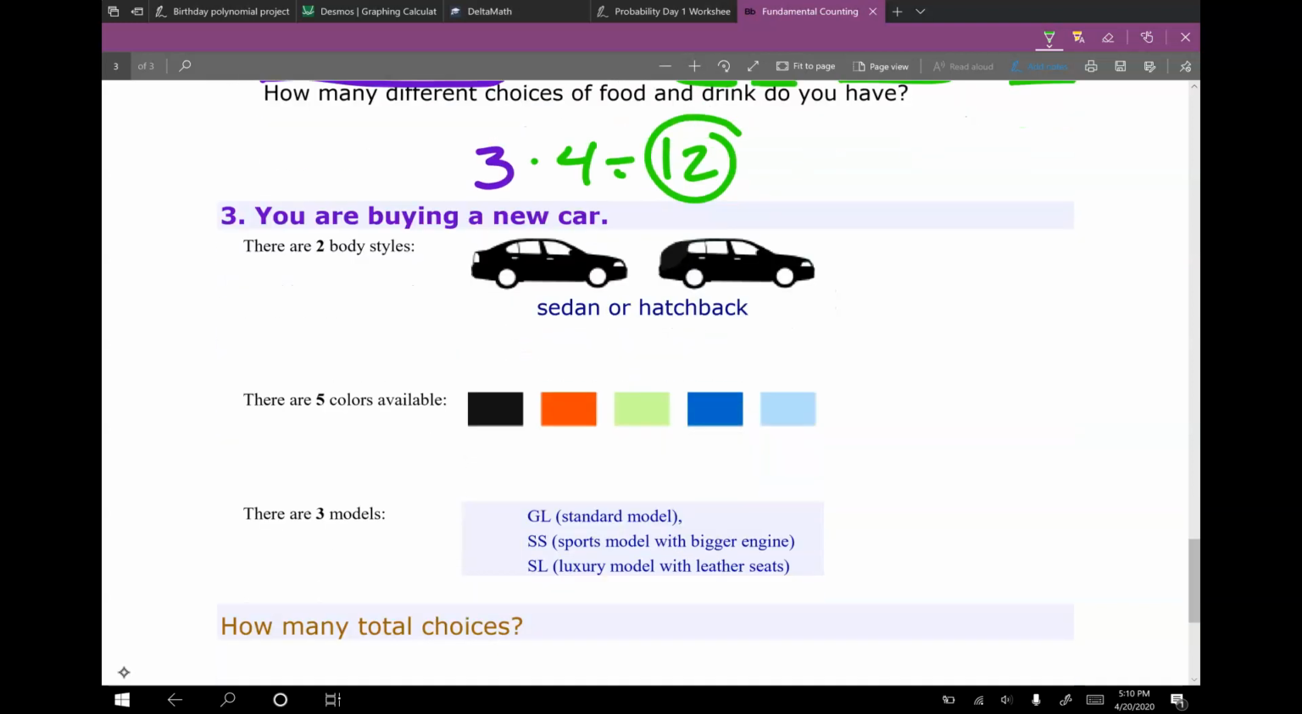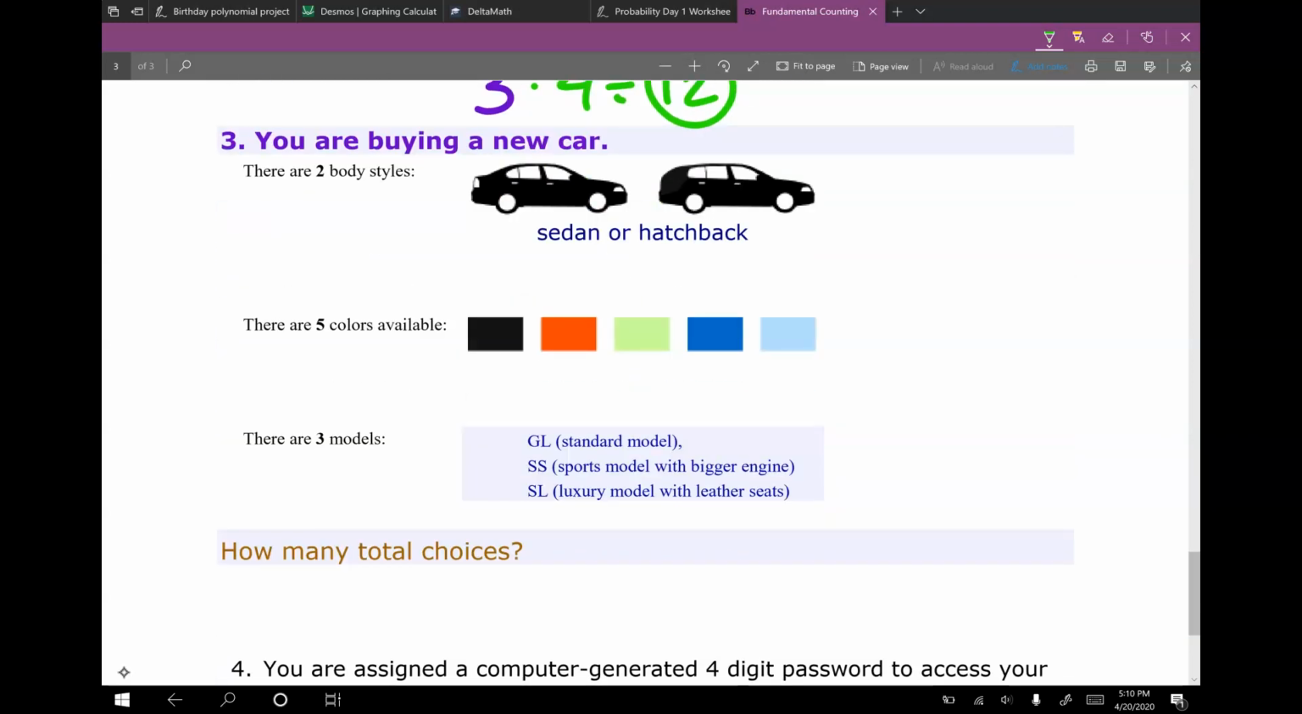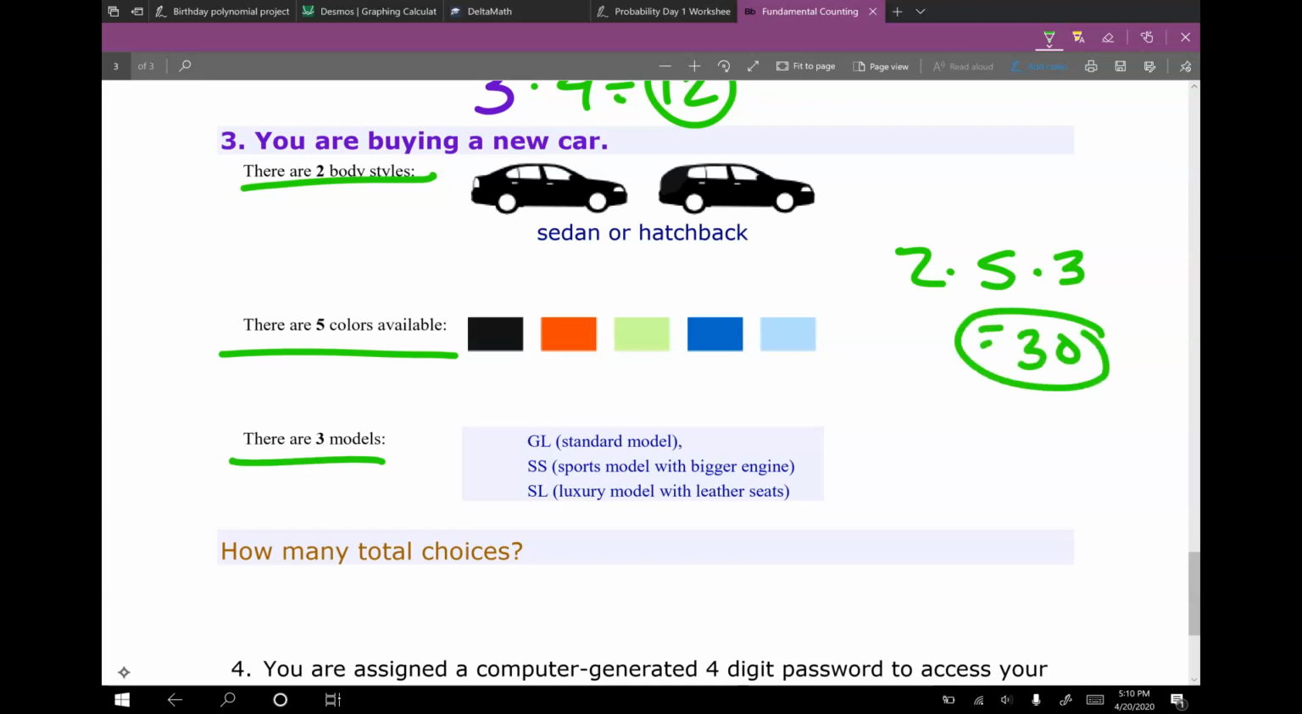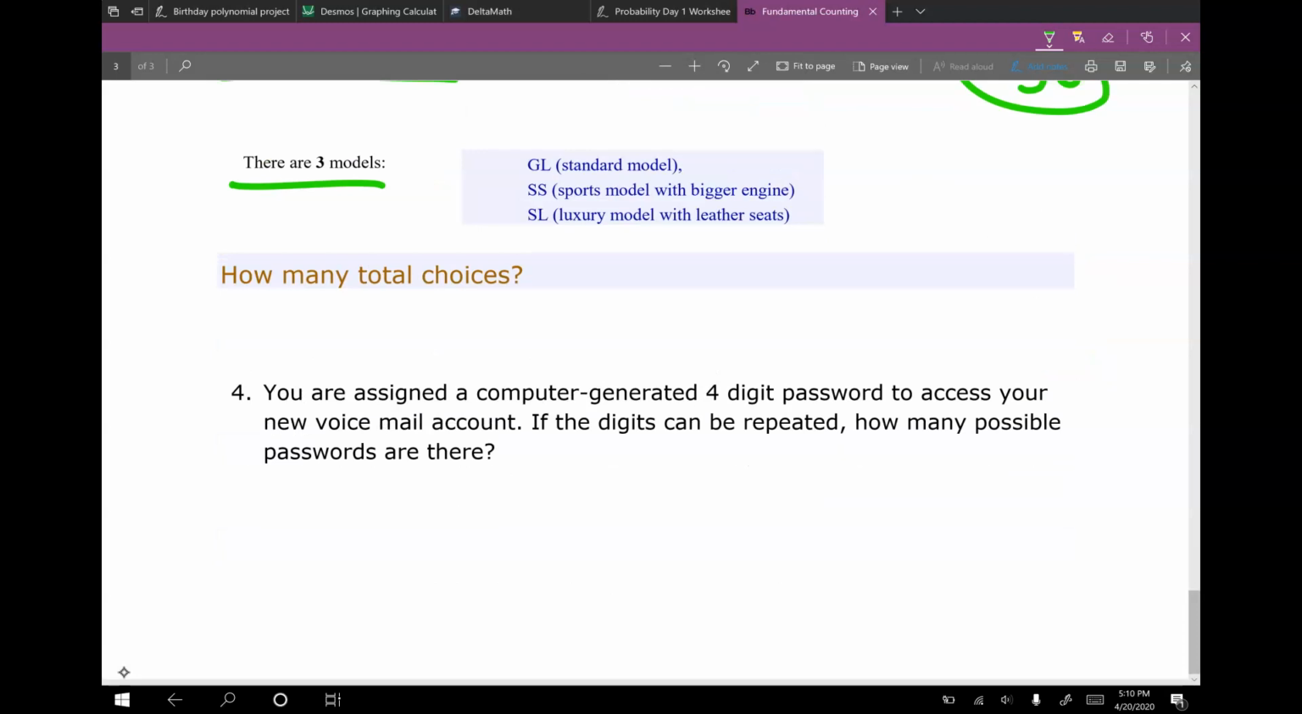Okay. This one does images. So you have 2 body styles, 5 colors, times 3 models. So that's going to be 30 different cars you can make. Okay. See how it's giving you different groups? It's not talking about one thing. It's talking about multiple different things.